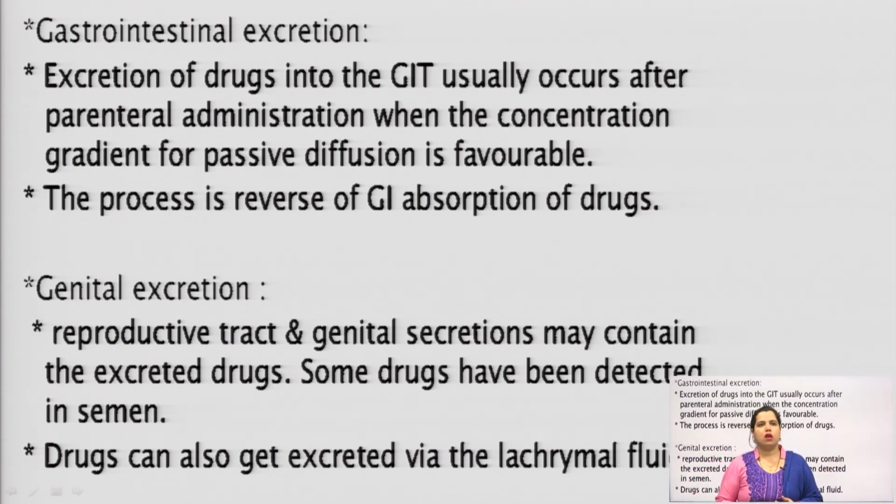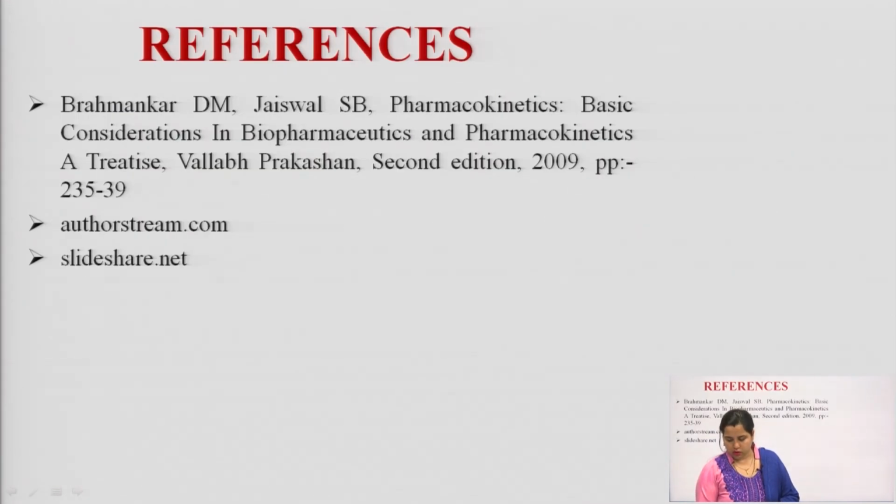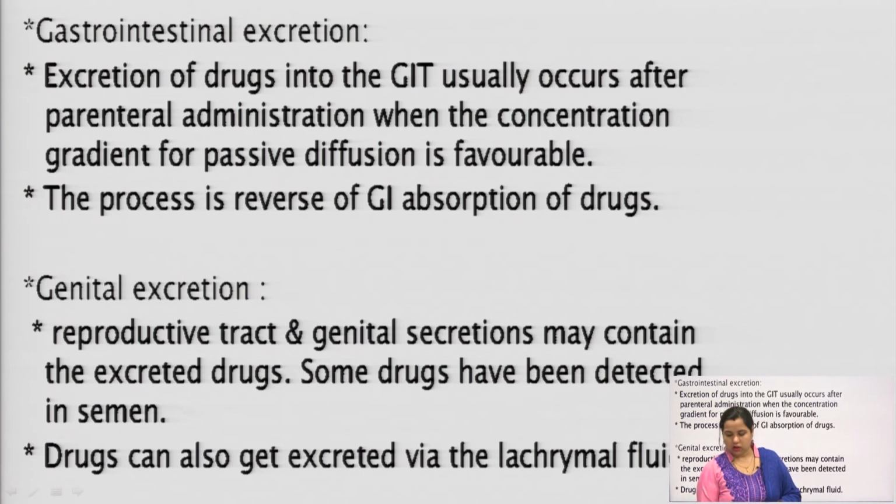Genital excretion. Reproductive tract and genital secretions may contain the excreted drugs. Some drugs have been detected in semen. So, sometimes the drug in ongoing treatments can also be excreted through the reproductive tract and genital secretions. Drug can also get excreted via the lacrimal fluid. So, these are the factors affecting clearance.